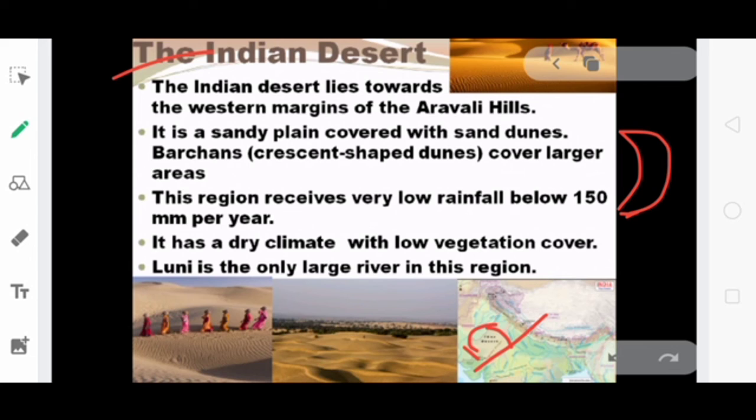This region receives very low rain, below 150 millimeter per year. So it has a dry climate with low vegetation cover. Since very little rainfall is received there, it has a dry climate and very low vegetation cover. And Luni is the only large river in this region.